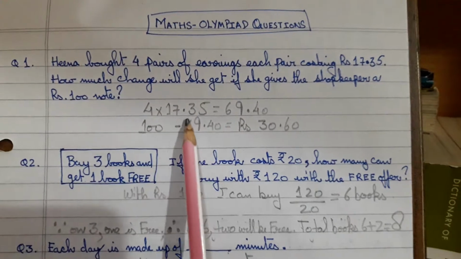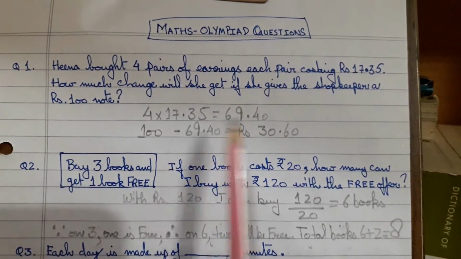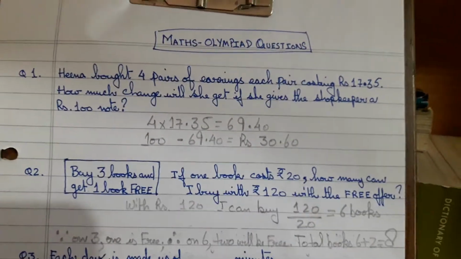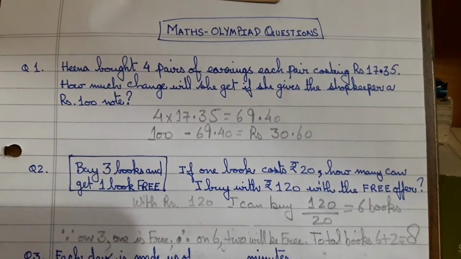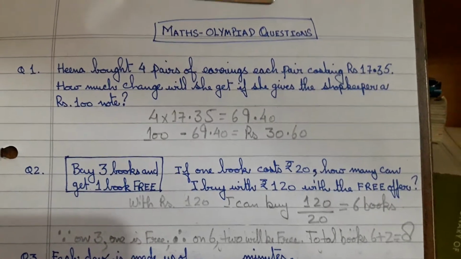So multiply 17.35 by 4, you get 69.40. Subtracted from 100, you get your answer. The answer is 30.60. Why? Because the cost of one pair is given to us, right? And 4 pairs would be into 4, and then you have to subtract it from the total number.